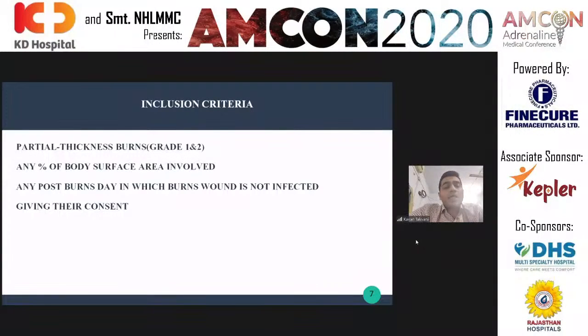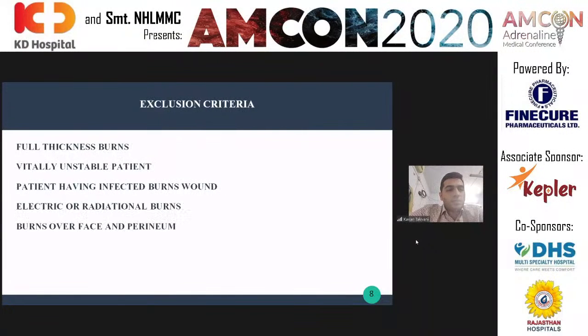We have included partial thickness burns of grade 1 and 2 involving any percentage of the body surface area presenting on any post burn day in which the burn wound is not infected and the patient has given consent. Patients having full thickness burns who are vitally unstable or unsalvageable, patients having infected burn wounds, electric or radiational burns, and burns over face and perineum were excluded.